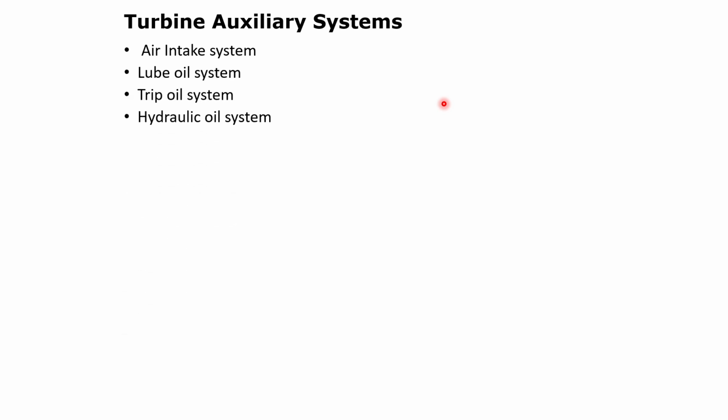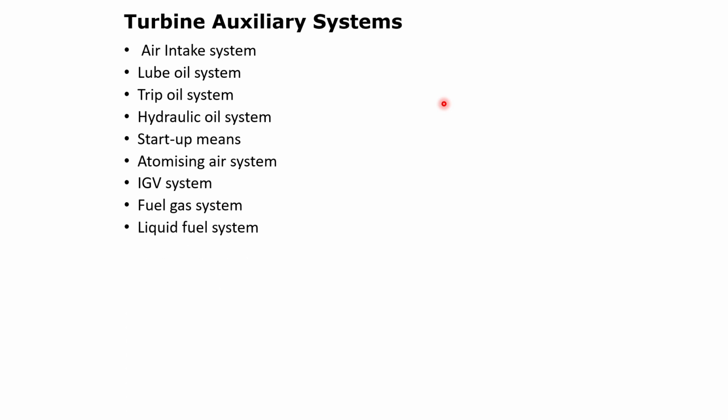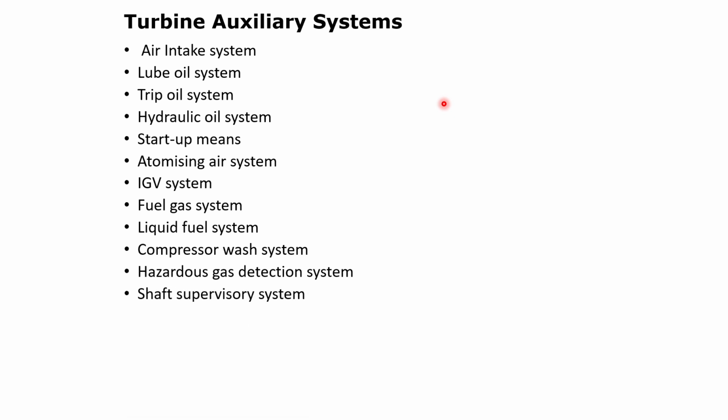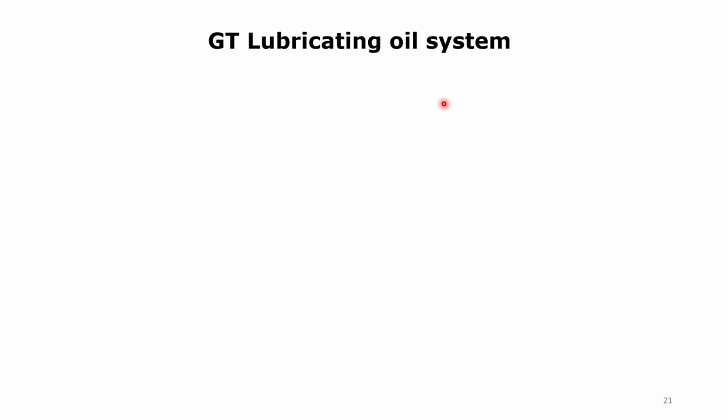Now let us talk about the turbine auxiliary systems. There is an air inlet system, a lube oil system, a trip oil system, a hydraulic oil system, a startup atomizing air system, an inlet guide vane system, a fuel gas system, a liquid fuel system, a compressor wash system, a hydrogen gas detection system, a shaft supervisory system, a fire protection system, and so on.